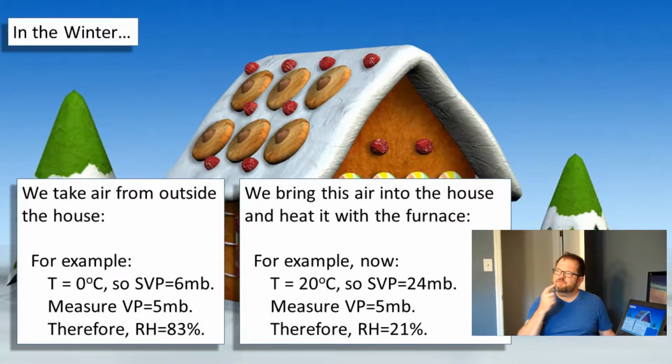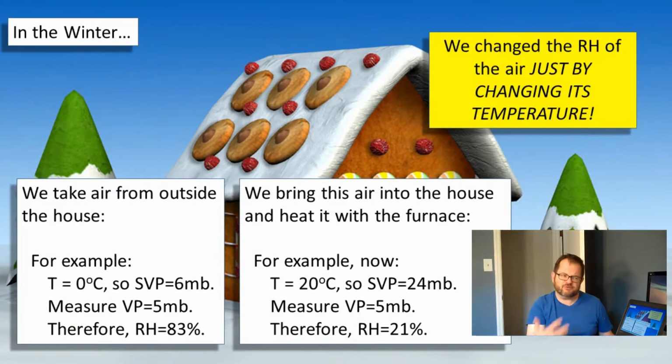Okay? 24 millibars. But what's the vapor pressure of the air? That's a measure of how much water vapor is actually in the air. Well, we didn't do anything yet to actually add any water vapor to the air, so it still has 5 millibars of vapor pressure in there. So the relative humidity, which is vapor pressure divided by saturation vapor pressure, will be 5 millibars divided by 24 millibars, which works out to 21%. The relative humidity of that air when you brought it into the house is now 21%. Outside it was 83%, inside it becomes 21%.